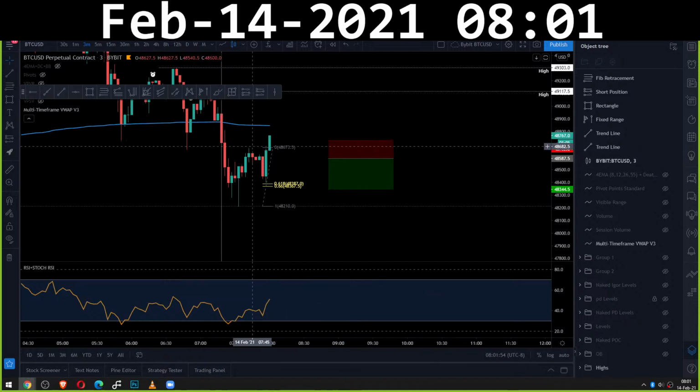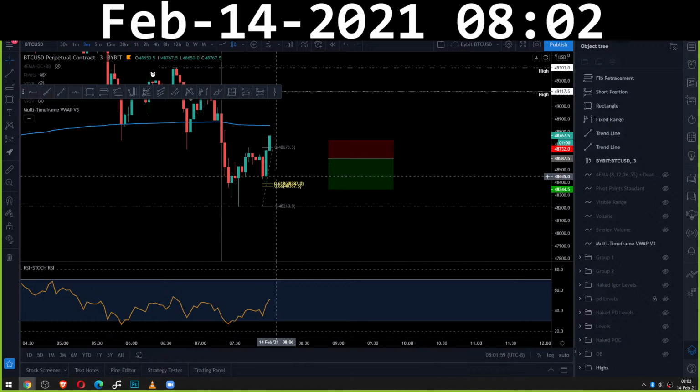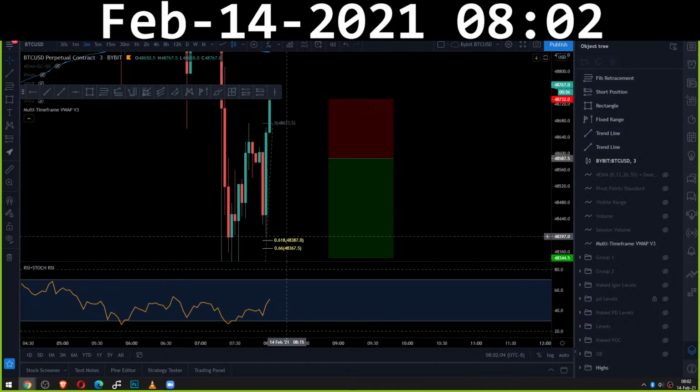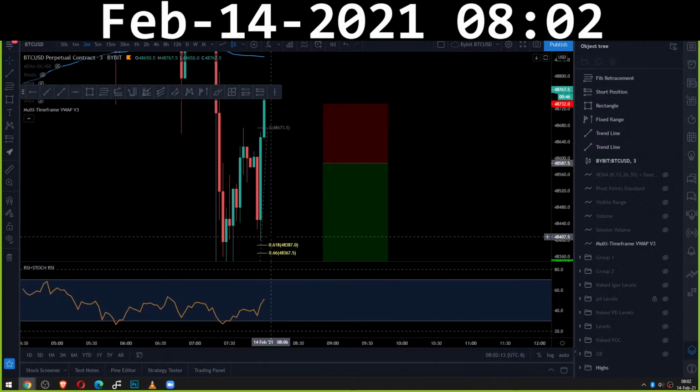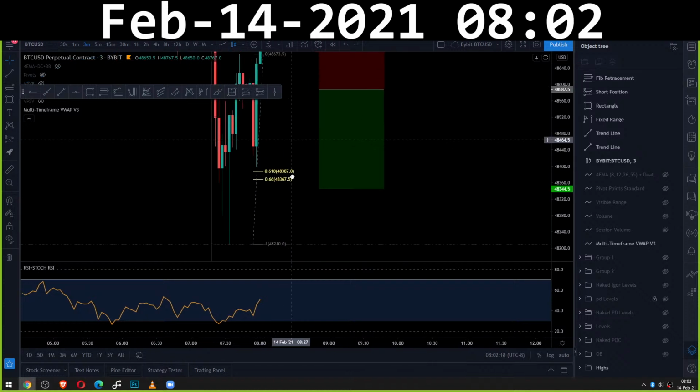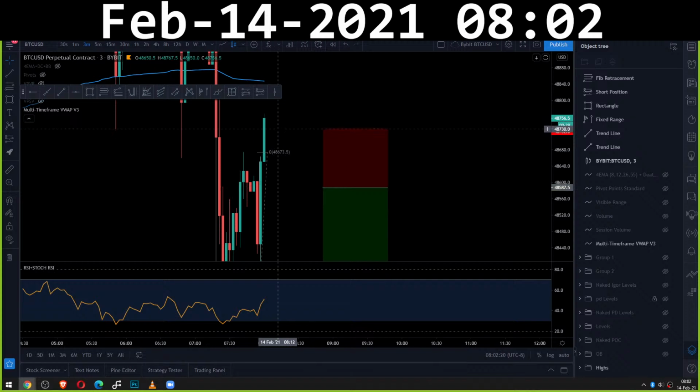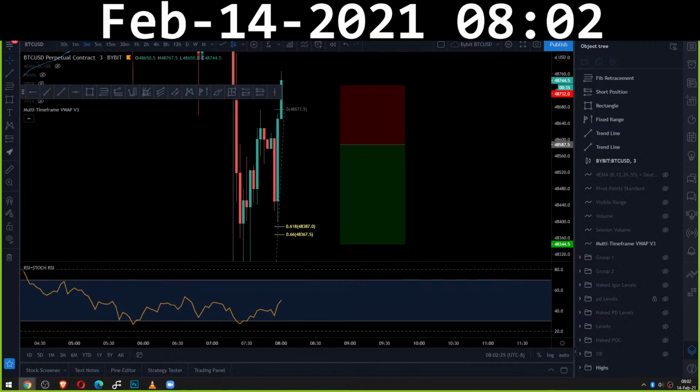So what ended up happening is I shorted here. Take profit was here. My stop loss for my long was right here. Literally got stopped out by $1, and now we're starting to shoot back up. I got stopped out of my long, got front ran on my take profit, and then we shot up. I got stopped out of my short, and now we're probably about to come back down. I'm so mad.